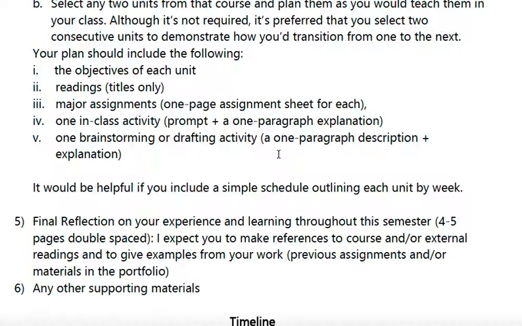Readings, I don't want to see the text, I just want to see the titles or the citation, that's it. Major assignments, 1-page assignment sheet for each. So if you have, for example, 2 units, I expect to have 2 major assignments, 1 for each unit, and I need 1-page assignment sheet for each. 1 in-class activity, that's it.